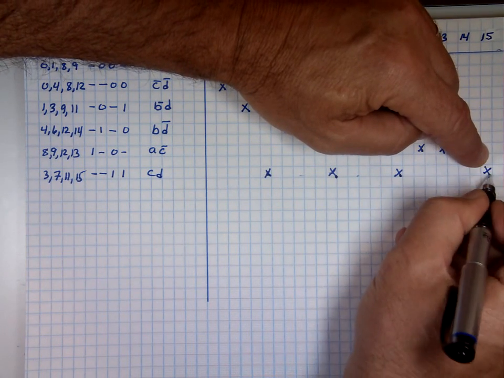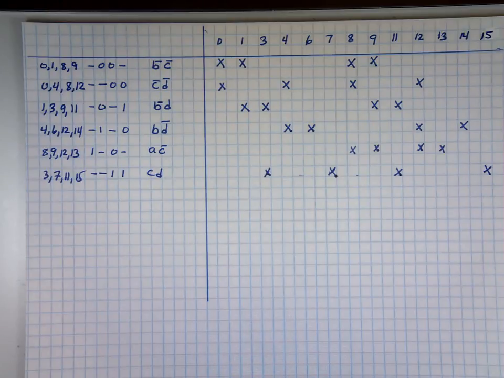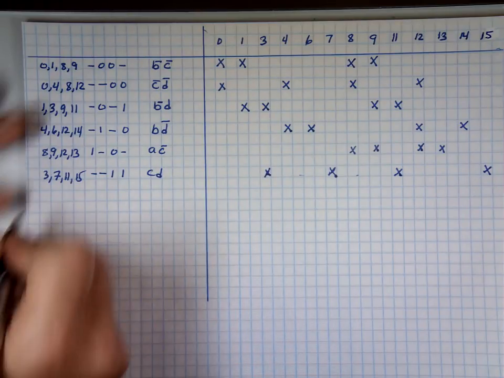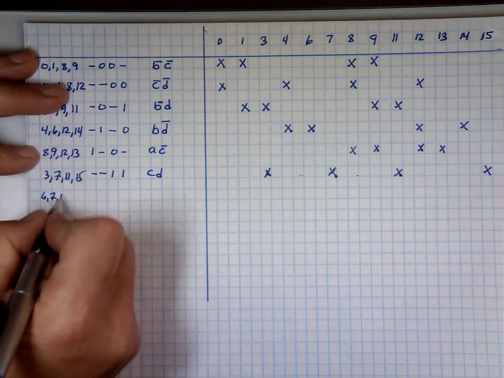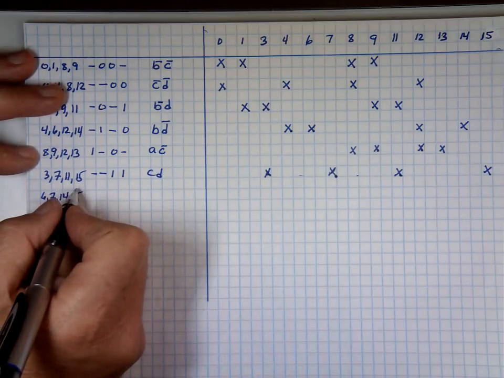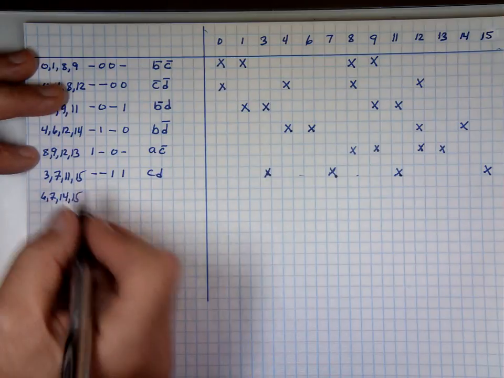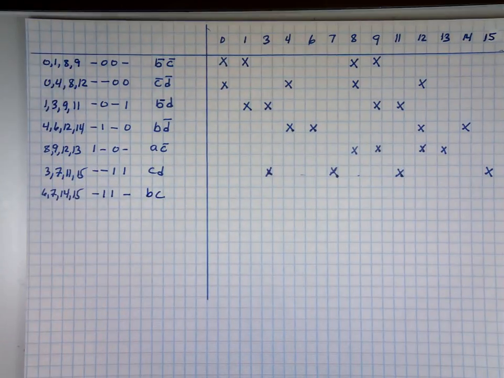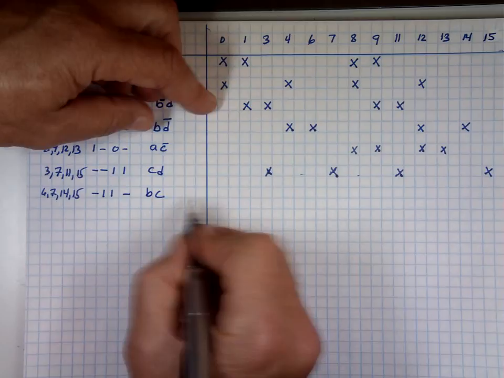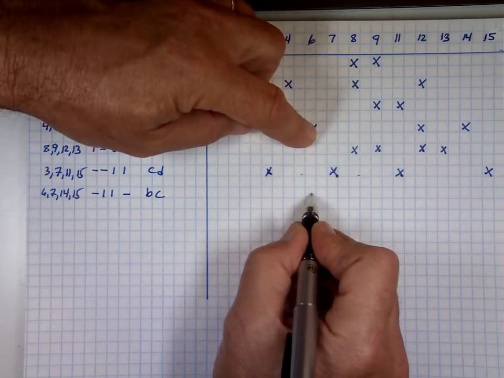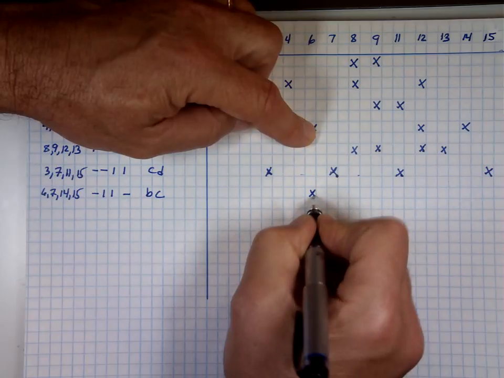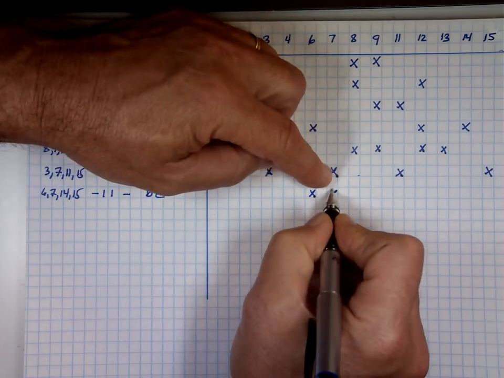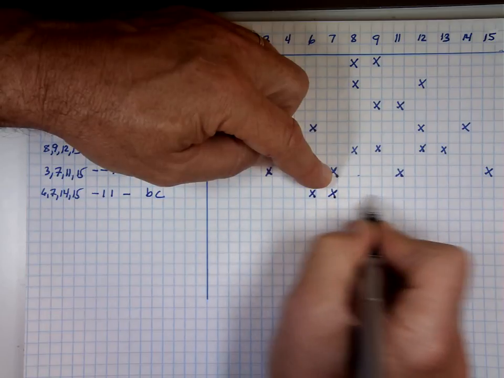You want to stay on the same row, the same column. 6, 7, 14, 15. That's dash, 1, 1, dash. And that's B and C. Row 6, row 7, row 14, and row 15.